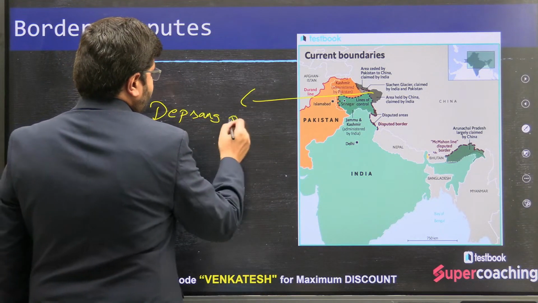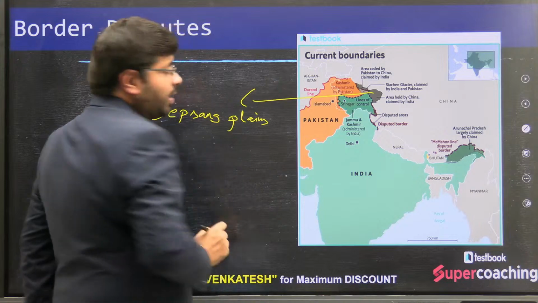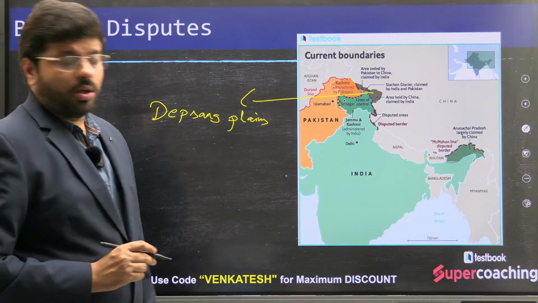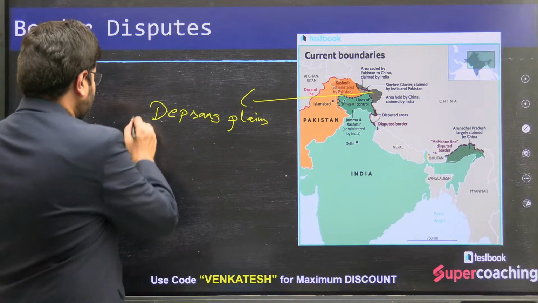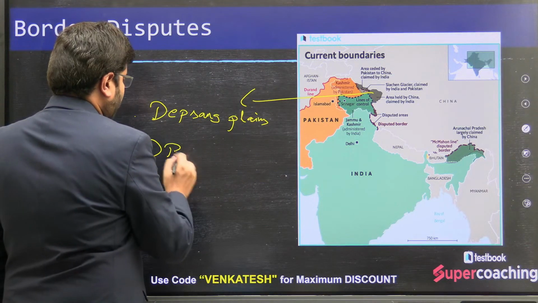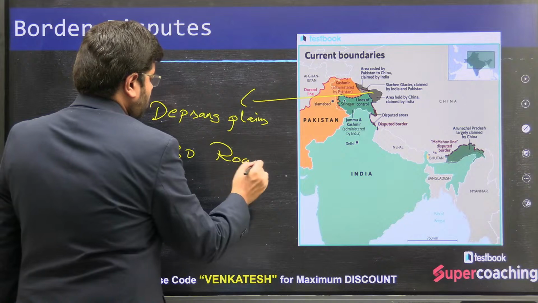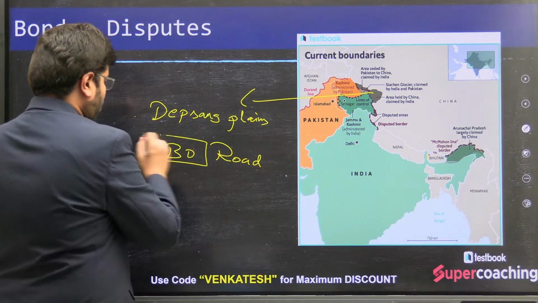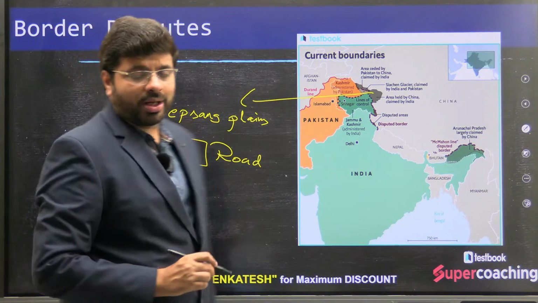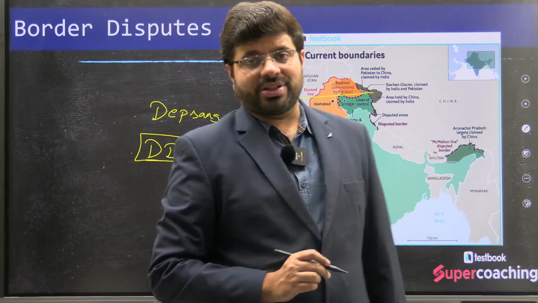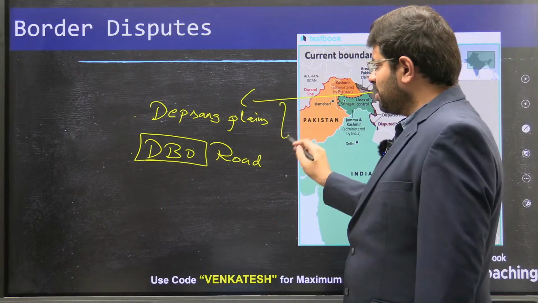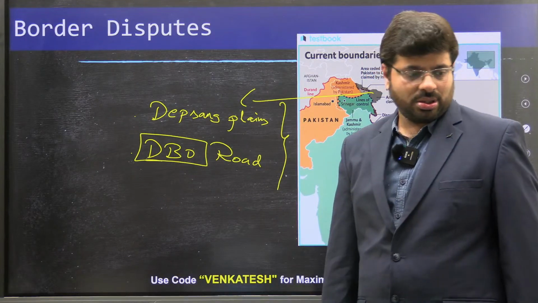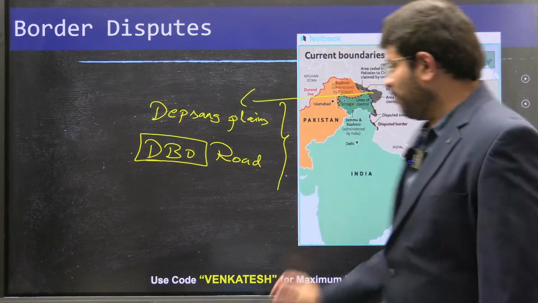Depsang Plains. Then even India is constructing the road connectivity throughout these areas. It is very much in use. So there is a road, the DBO road, which we call the Daulat Beg Oldie Road. We have connected that with respect to the nearby areas of the Galwan Valley. So these are also very much in use. Such kind of things are very important.